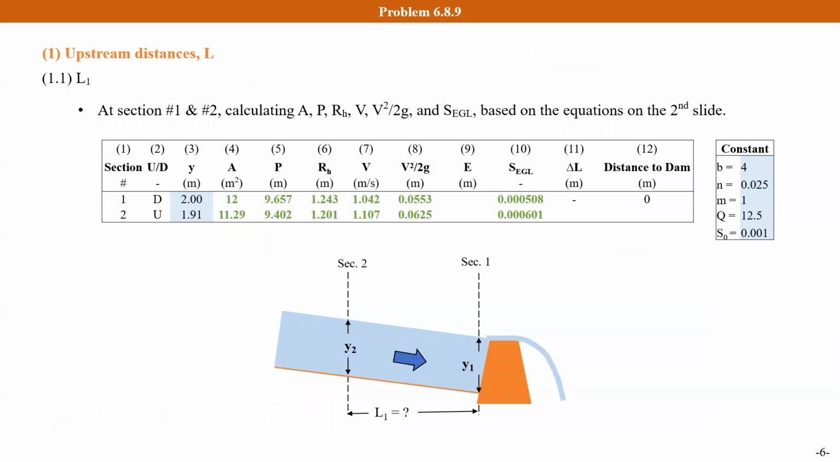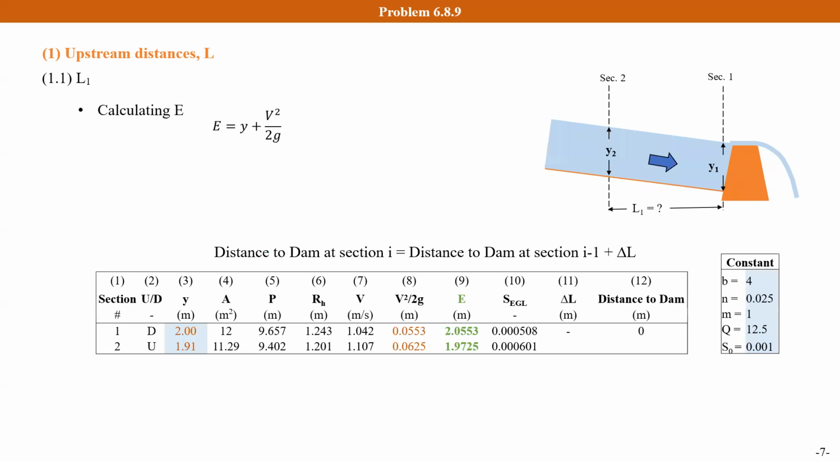Now let's calculate the L1 first. We should calculate these parameters based on the equation on the second slide, and then we can get these values, which is shown in green. Based on this information, we can calculate the specific energy based on this equation, because in this equation, we already know the value of the water depth and the velocity head.